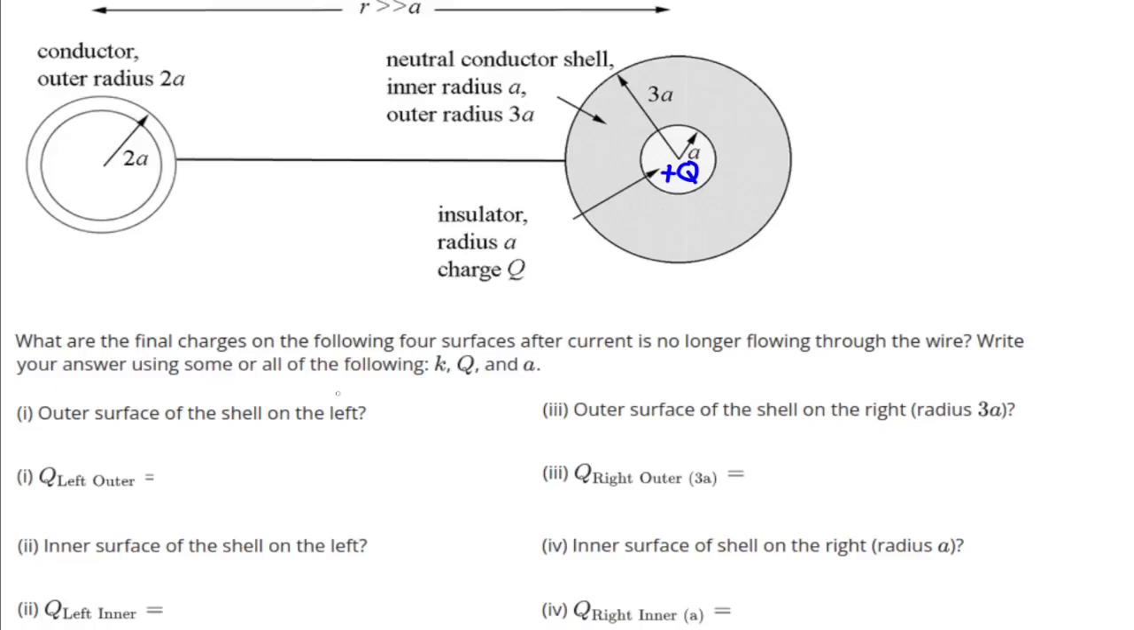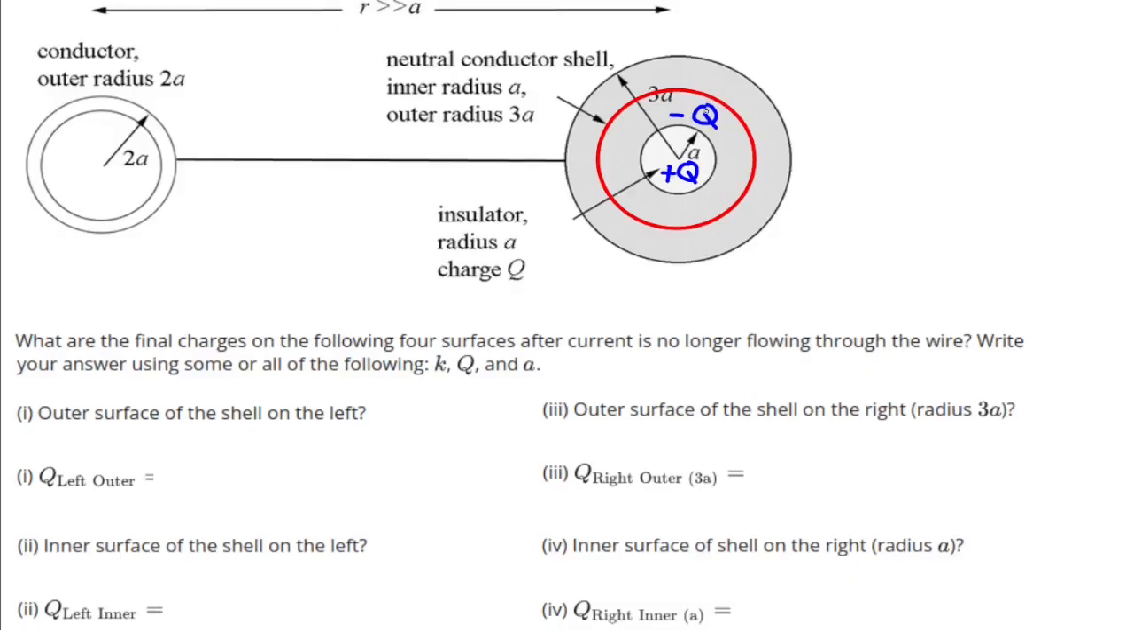And we're asked for the final charges on the following four surfaces below after there's no current flowing through the wire. So recall that in the body of a conductor there's no electric field, so therefore a charge of minus Q gets distributed on the inner surface of the conductor by Gauss's law, so there's no electric field in the conductor. This can be seen if you draw a Gaussian surface, which is spherical, and we see the enclosed charge is zero, no matter where we draw that surface inside the conductor.